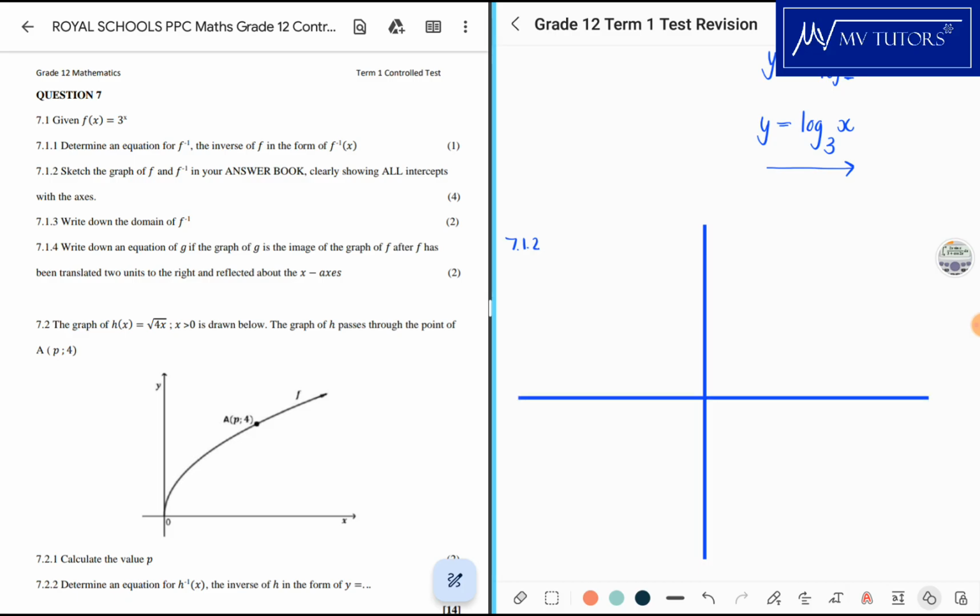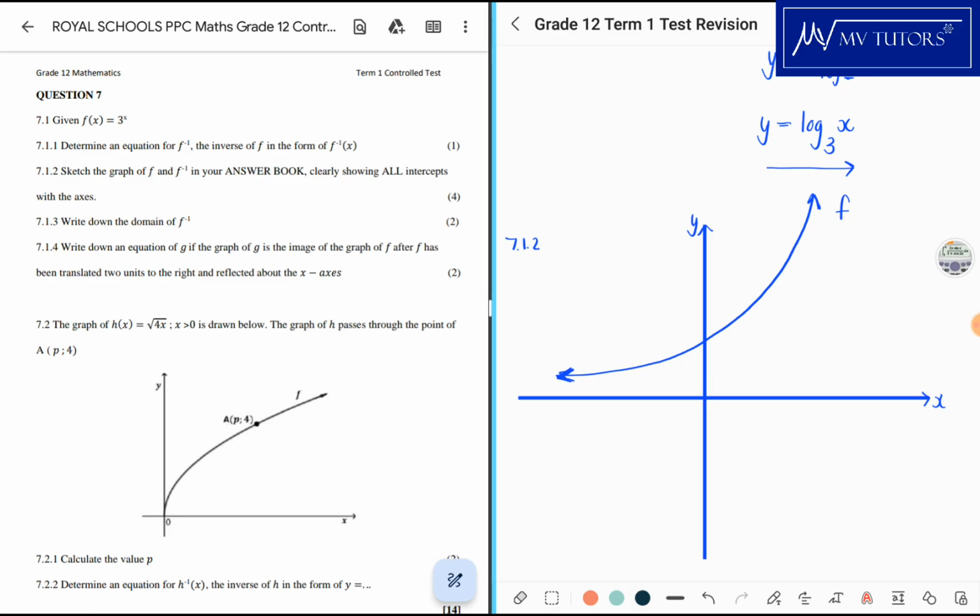Now let us just draw it all together. So the original function will look something like this. Okay, so that's basically f, right? And that would be y is equal to, or f of x is equal to 3 to the power x.